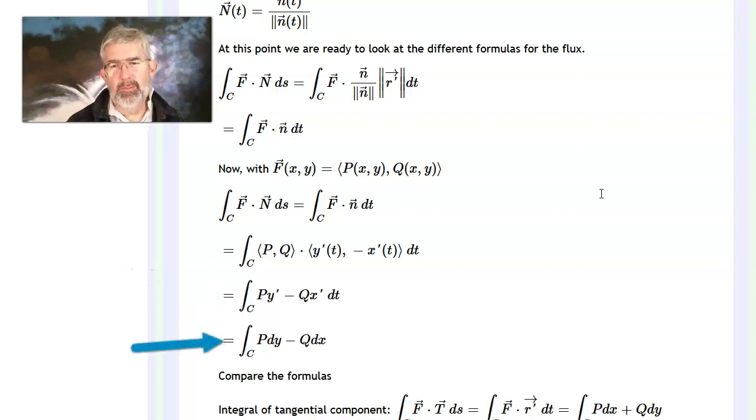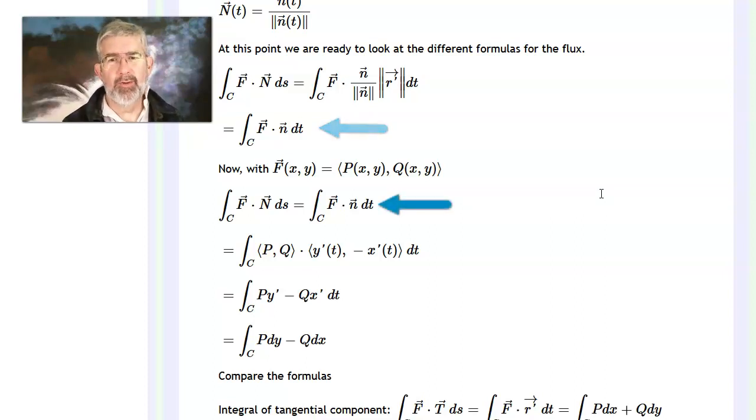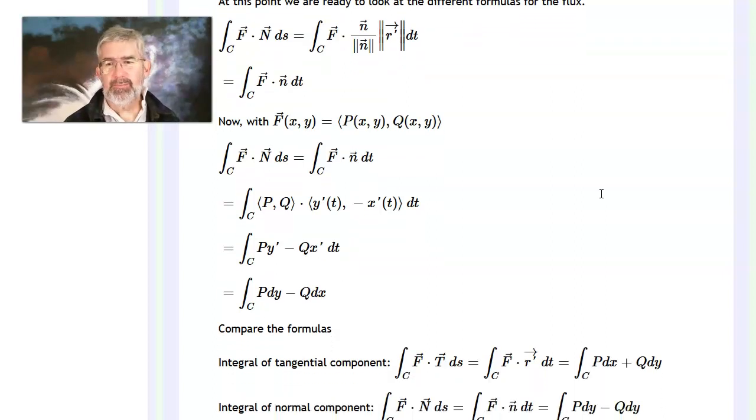And if you think about distributing essentially the dt into both of those parts, then the y prime dt is just dy, and the x prime dt is just dx. So this flux integral, which could be written this way, F dotted with capital N ds, or this way, F dotted with little n dt, can also be written this way, the integral of P dy minus Q dx, although quite often you will see it written as minus Q dx plus P dy. Okay, these can be written in either order because addition is commutative.